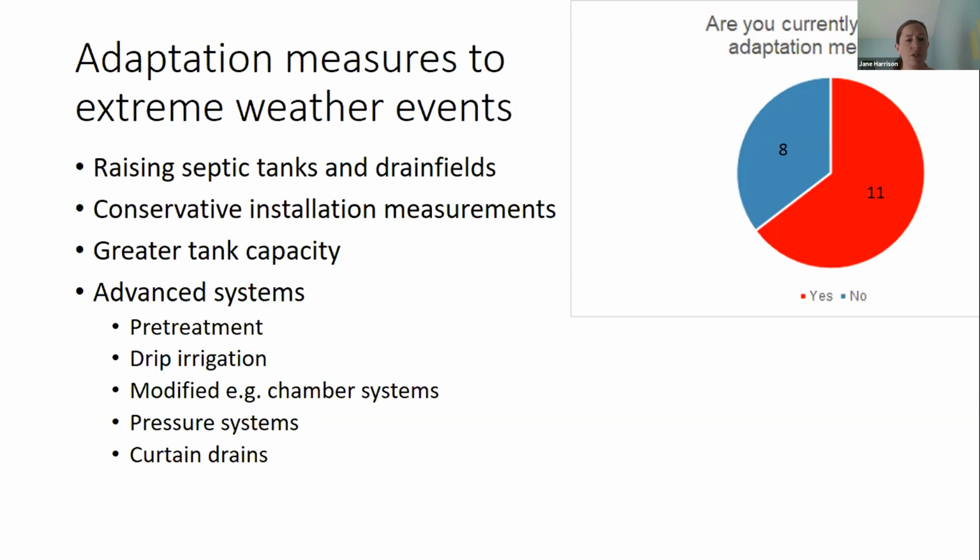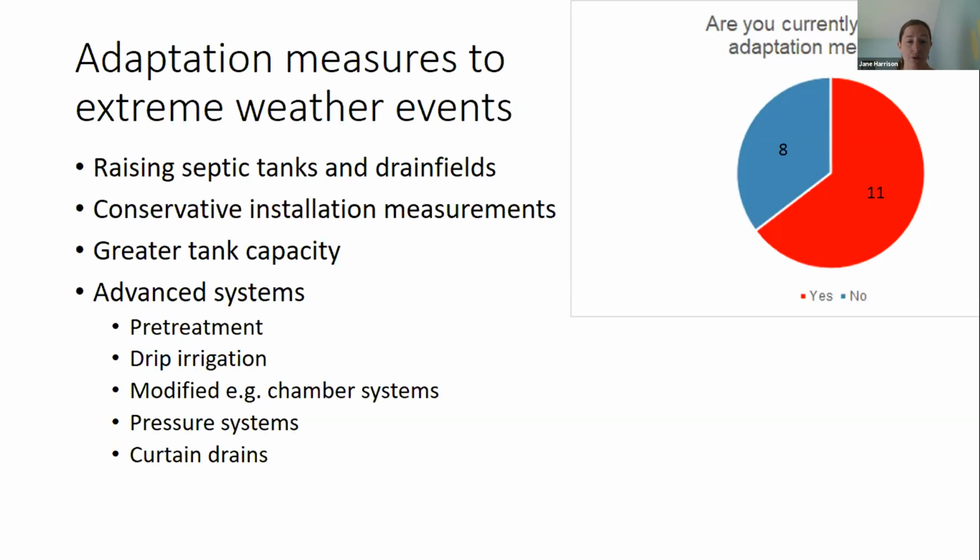And they also mentioned a number of advanced systems that they find do better in some of these events. So whether that's pre-treatment, drip irrigation, chambered systems, pressure systems, curtain drains, there's a lot of options out there. That being said, they all have a cost, so it doesn't mean everyone is using them, and they're actually quite uncommon at this point, according to those we've interviewed.